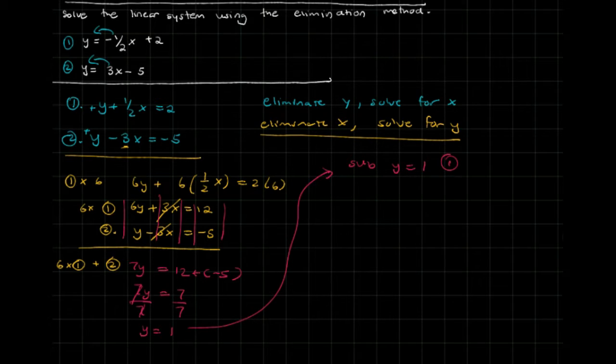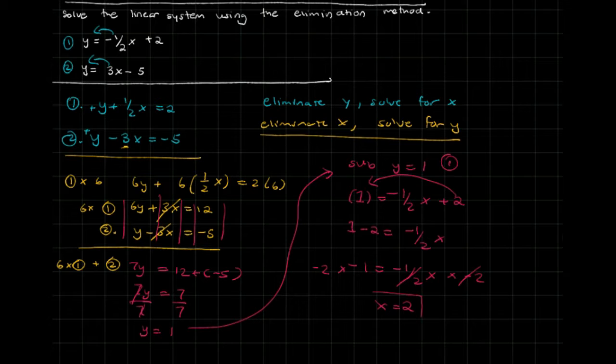So instead of y, I'm going to write 1 is equal to negative 1/2 x plus 2. I'm going to move the 2 to the other side. So 1 minus 2 is equal to negative 1/2 x. You get negative 1 is equal to negative 1/2 x. If you want to solve for x, I'm going to multiply negative 2 to both sides. So it cancels out. x is equal to 2, right? So therefore the point here is (2, 1).